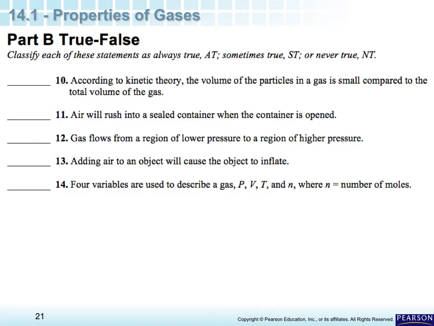According to the kinetic theory, the volume of the particles in a gas is small compared to the total volume of the gas. Well, that is the whole thing with the kinetic theory, and that's always true, because we said that the particles themselves are small when compared to the volume of the gas. So when you have gases, like the air in the room, you can't see the particles because they're so small and so spread out.